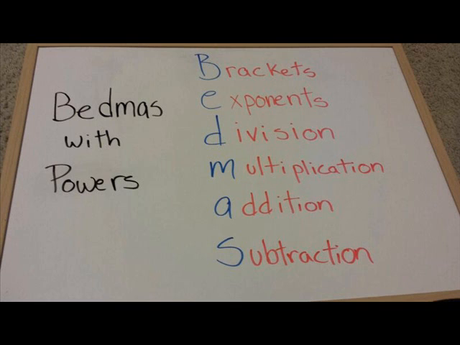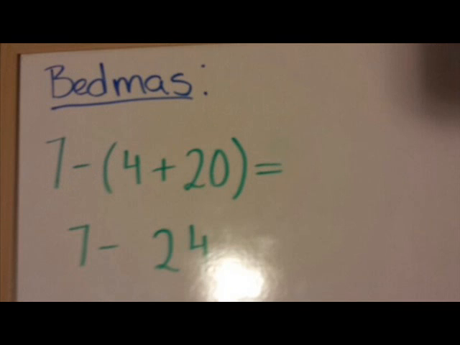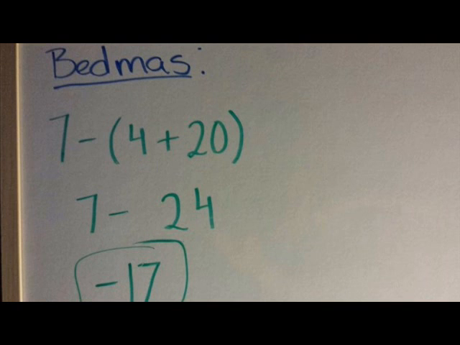So here's the question: 7 minus (4 plus 20). We have to do the brackets first. So 4 plus 20 is 24, and you drag down the 7, so it's 7 minus 24. Since 7 is smaller than 24, it's going to be a negative answer. So 7 minus 24 equals negative 17.